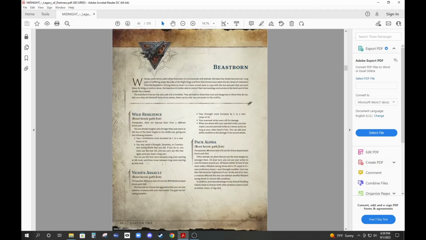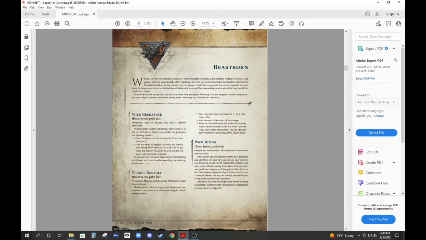Whereas some heroic paths allow characters to communicate with animals, the Beastborn has simply become one. Long years of suffering under the yoke of the Night Kings and their foul minions have taken the last shred of civilization from the Beastborn, forcing them to revert to a more primal state to cope with the loss and pain that surround them. By living on instinct alone, the Beastborn is better able to control their surroundings and survive in the harsh world that Isrador has created. The Beastborn lives by only one code: kill or be killed. They are loyal to those they trust and dangerous to those they do not. And once they set themselves loose on an enemy, there can be only one conclusion to the conflict.